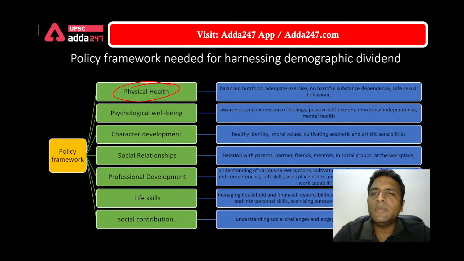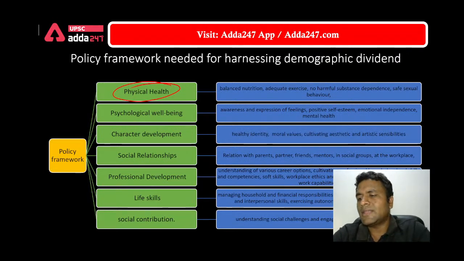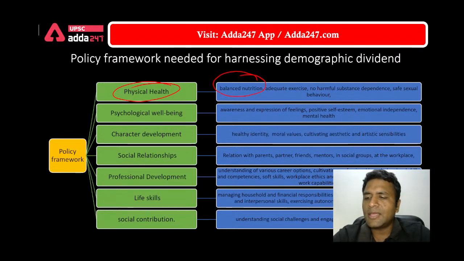How can the physical health of people residing in India be improved? That can be through balanced nutrition and adequate exercise. For balanced nutrition, the National Nutrition Program and the National Supplementary Nutrition Program are there. Then you had the earlier midday meal scheme, which was revamped into PM Poshan. So there are several schemes.